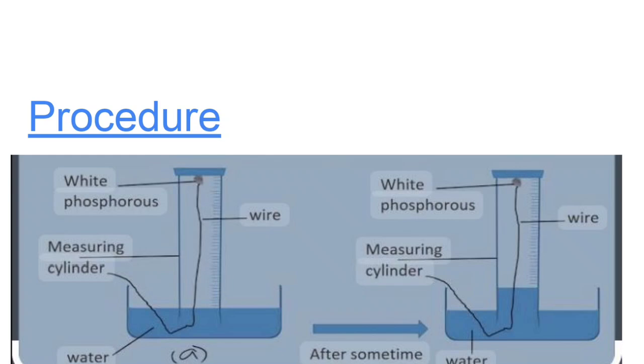Set up the experiment as shown in the diagram below, whereby you invert a gas jar on a trough containing water. Label the initial volume of air in the gas jar. Insert the phosphorus using a nichrome wire. Let the phosphorus smolder and record the final volume of air in the gas jar. See in the diagram below.